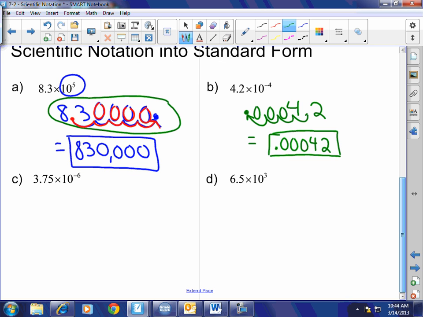Awesome. Next, 3.75 times 10 to the negative 6. So I write my 3.75 from my decimal. It's negative, so I'm going to go to the left. So I go 1, 2, 3, 4, 5, 6. Place my decimal where I ended my arrow. Fill in the baskets. Rewrite it nice and pretty.